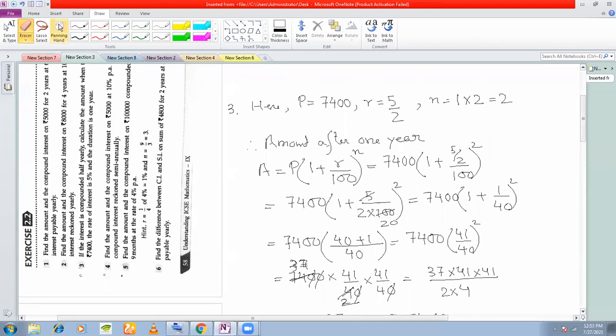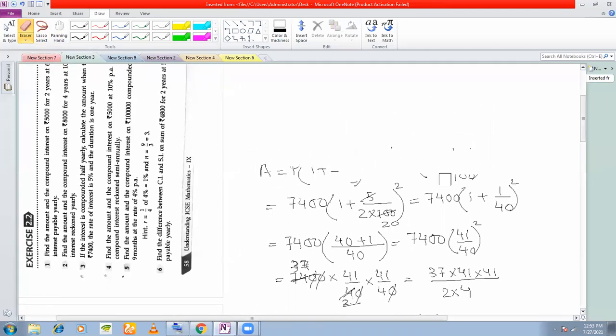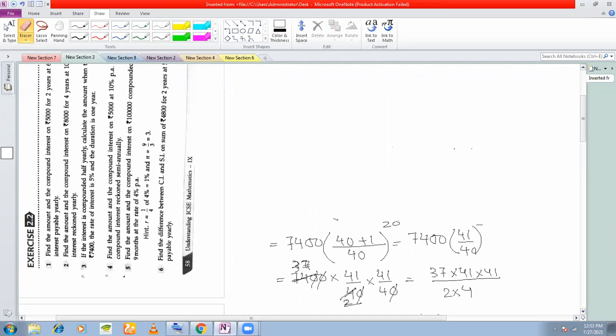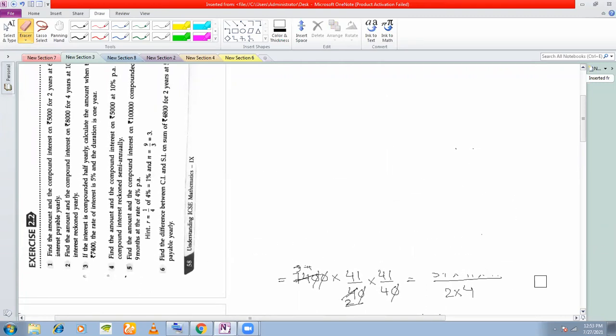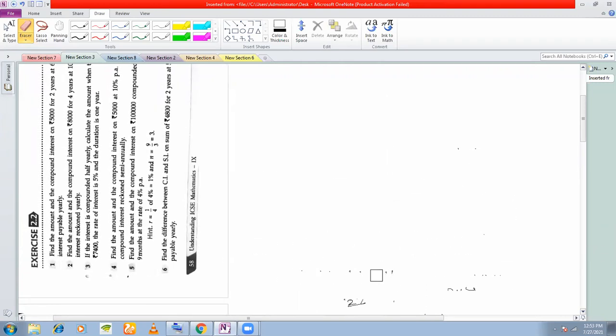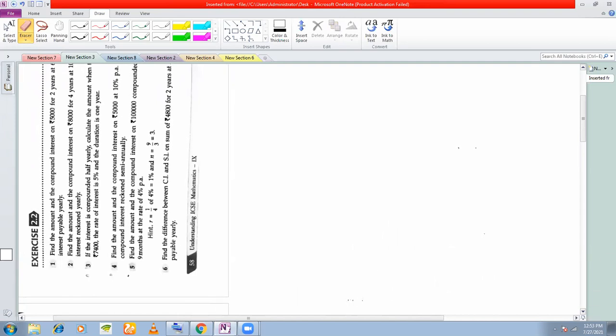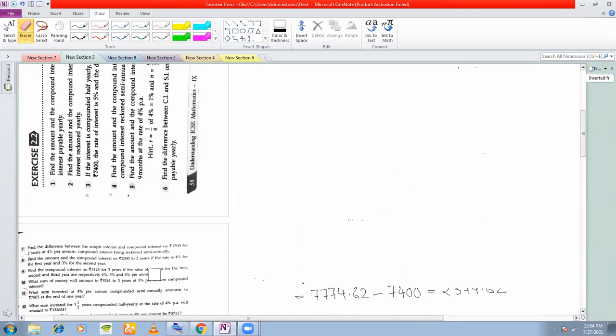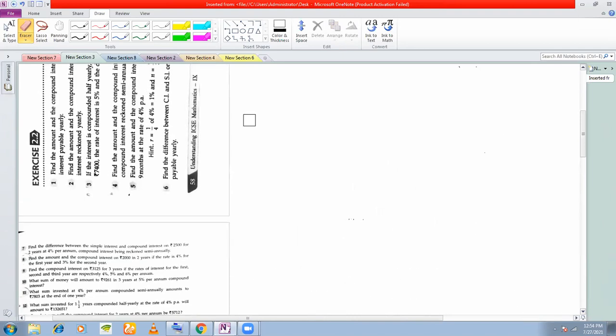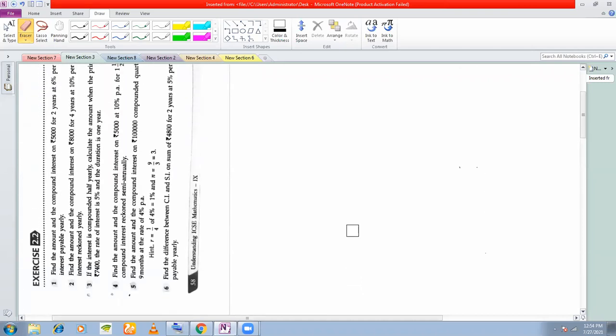Okay, we'll do the next problem, and the next problem deals with quarterly interest. So in case of quarterly, what do we do? You remember from last year, in case of quarterly interest, what we do with rate and time? So we divide it by 4. Which one, rate or time? So rate, and we multiply time by 4.